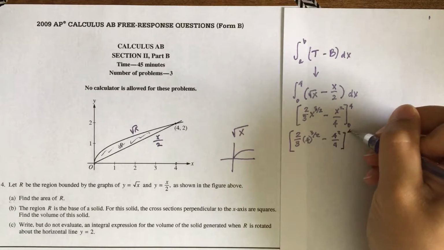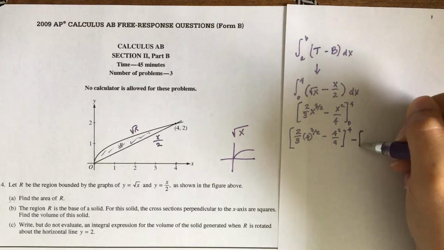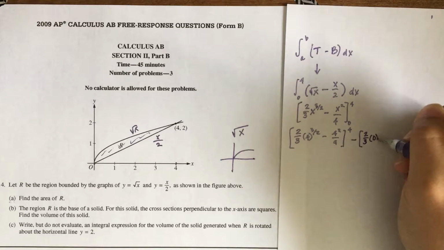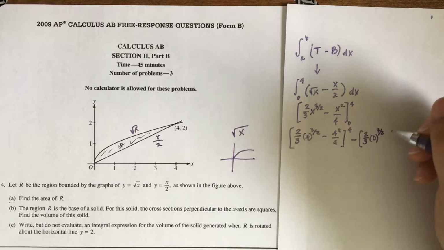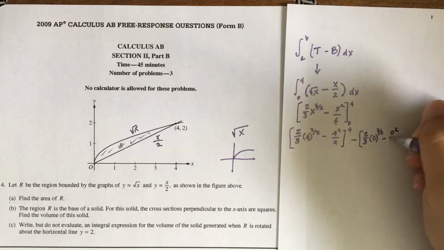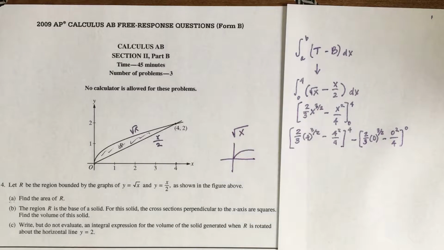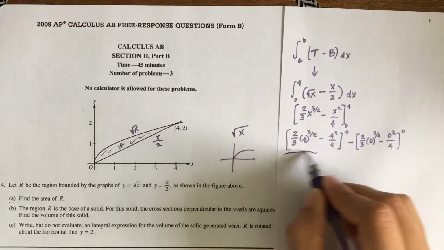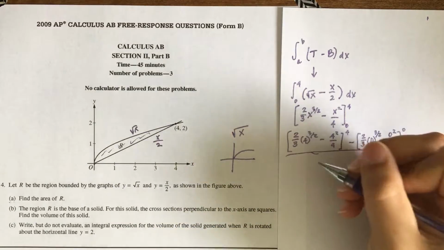And this is when you plug 4 in, then subtract everything when you plug 0 in, which will end up being 0, but for free response you want to show that you know what to plug in where. So for free response you can leave it like this, but I'm going to go ahead and solve it just so that you can also see what the answer is.